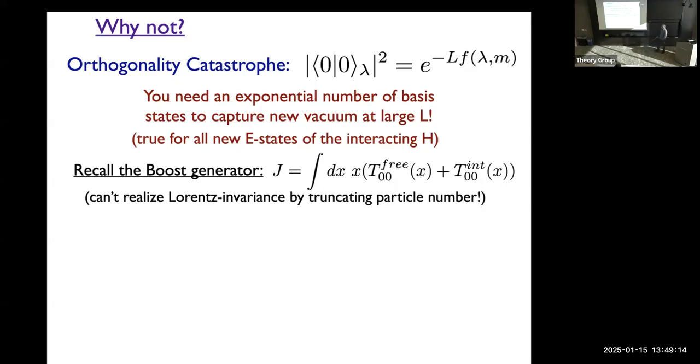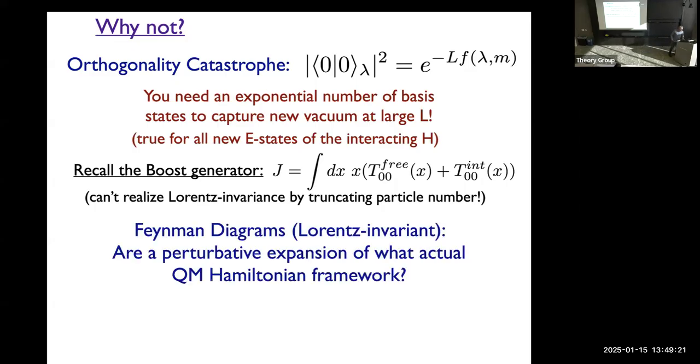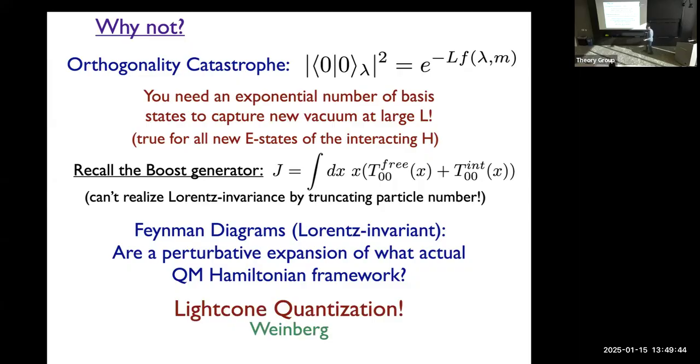Yeah. And so it's not surprising that you can't recover a Lorentz invariant Feynman diagram by restricting to any finite particle number. And so it's kind of an interesting question to ask, well, wait a minute, I feel like I'm a little bit lied to. Are Feynman diagrams really a perturbative expansion of any kind of quantum mechanical Hamiltonian framework? Certainly not the one that I told you about. The answer is yes, and it's something called light cone quantization.